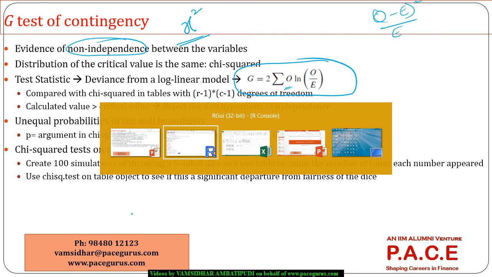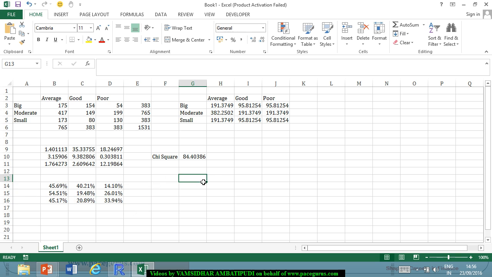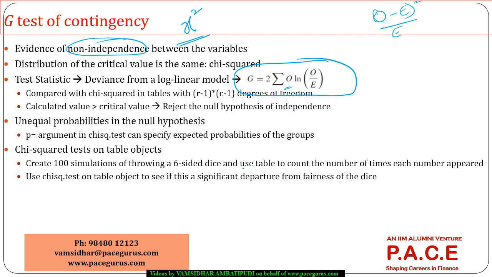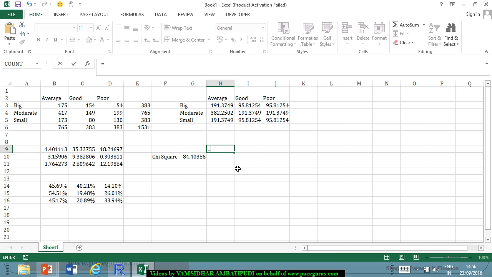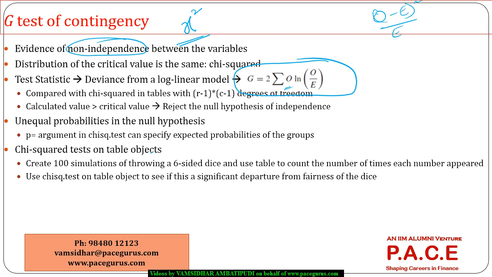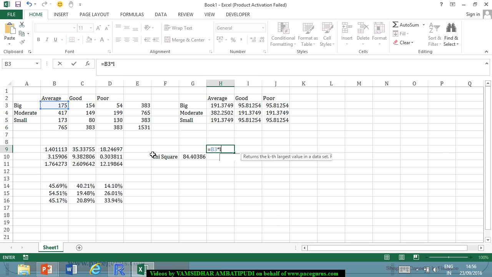So if you try the same process in Excel here, first let me compute the observed multiplied by the logarithm of observed divided by expected.